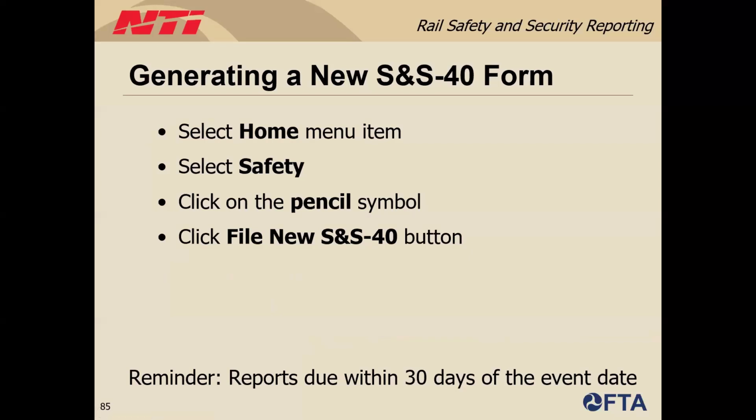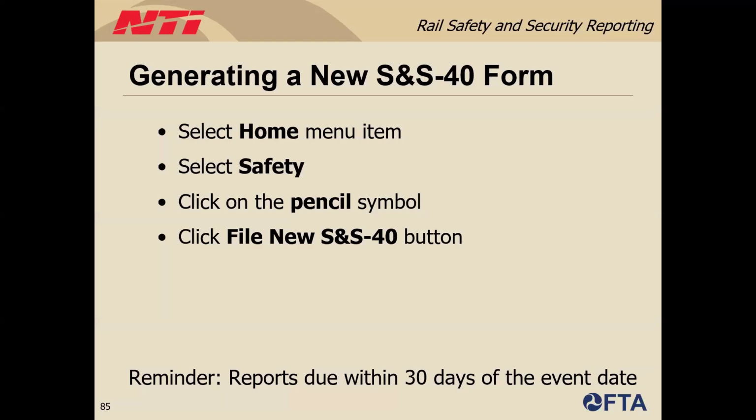As a reminder, to create a major event report, you navigate to the home menu and then choose the safety option for the safety button on the home screen, and then choose the correct reporting year. In this case, right now you see both 2024 and 2025 open. Unlike the SNS 50 forms, the SNS 40 forms do not automatically generate.